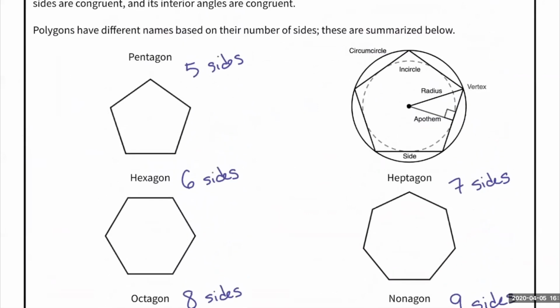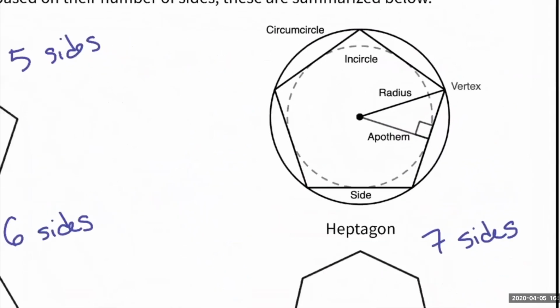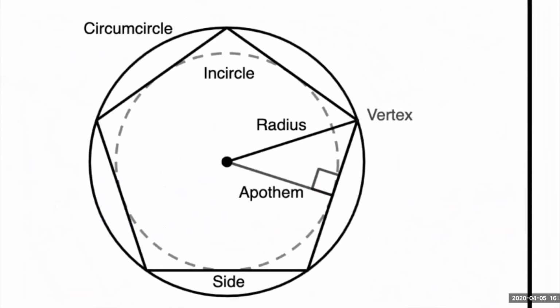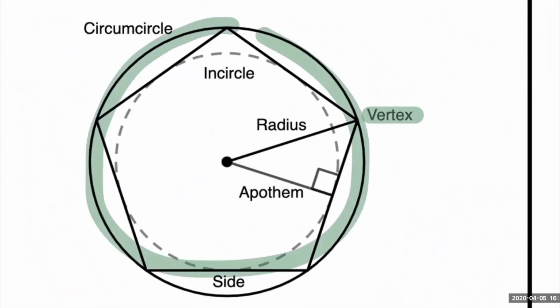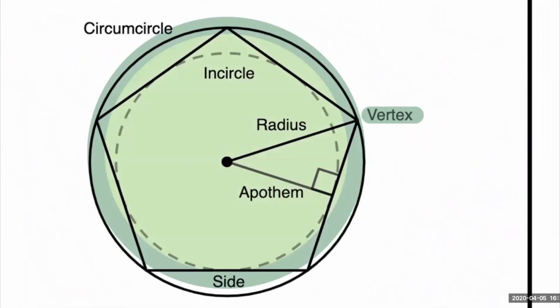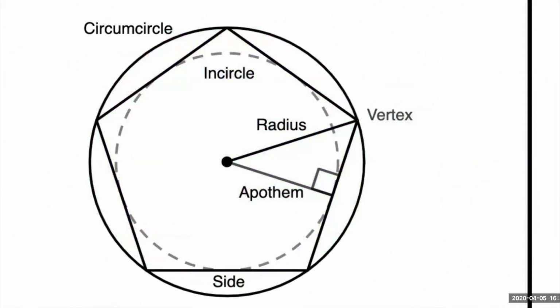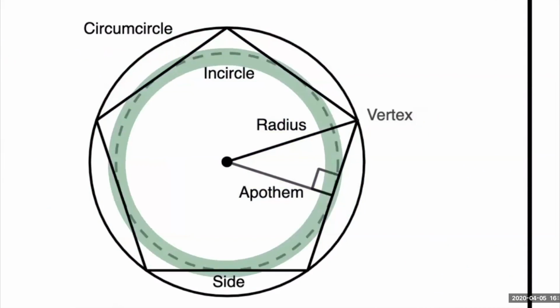In addition to this, we also need some vocab around different segments and parts of a regular polygon. The circumcircle is the circle that can be drawn going through all of the vertices of the regular polygon. To remind you, a vertex is a point, like a corner of the regular polygon. So the circumcircle is a circle that goes through all of those vertices. The incircle is a circle that can be inscribed inside that regular polygon.